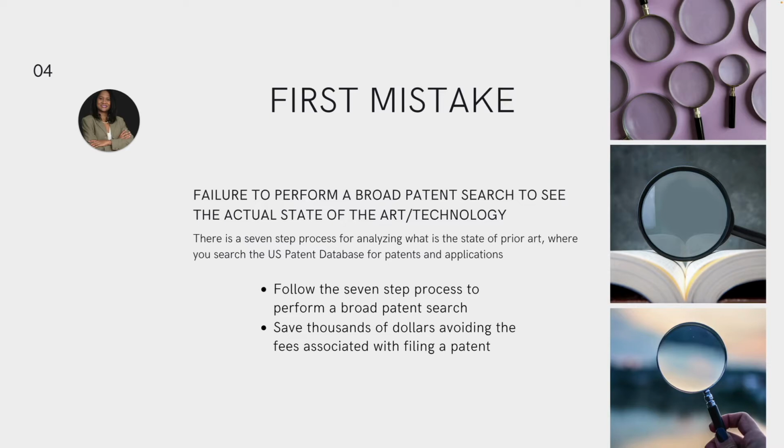The secret of avoiding this is to just follow that process that is given on the United States Patent and Trademark Office website, uspto.gov. They will help you and guide you through a patent search. And by doing that, you can save thousands of dollars avoiding the fees associated with filing your patent, because if you have something that is already known, it's already been patented, it's already been applied for, you probably don't need to file a patent application.